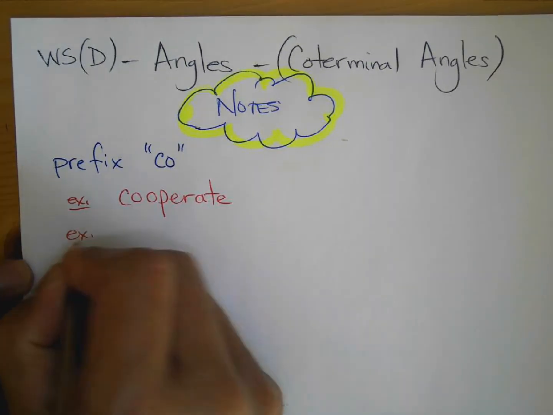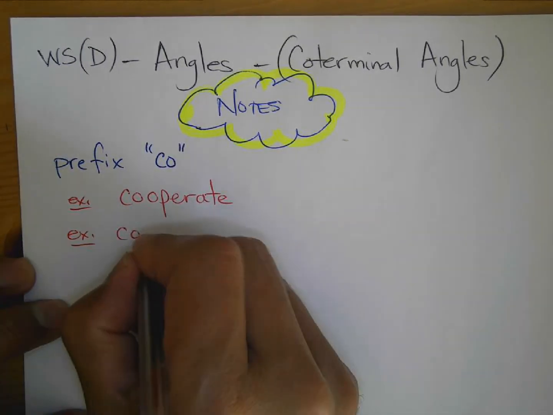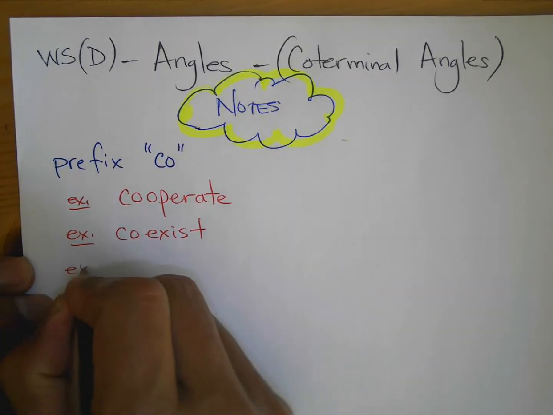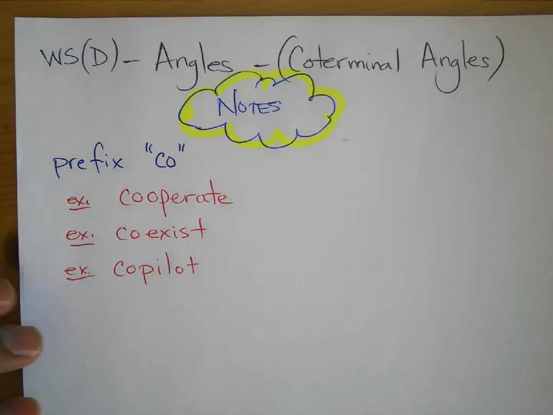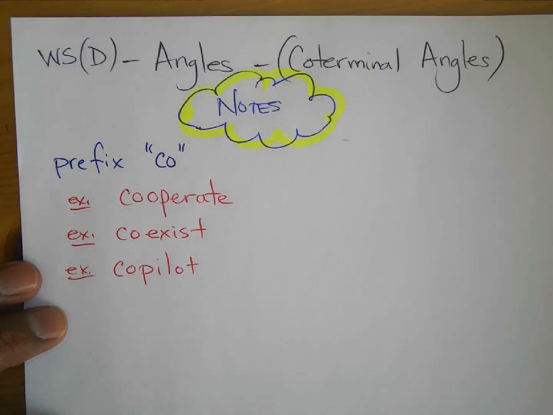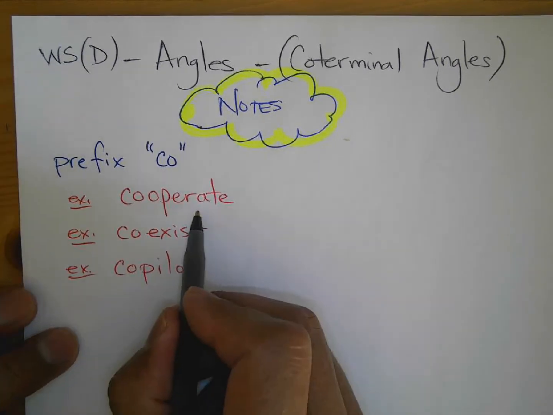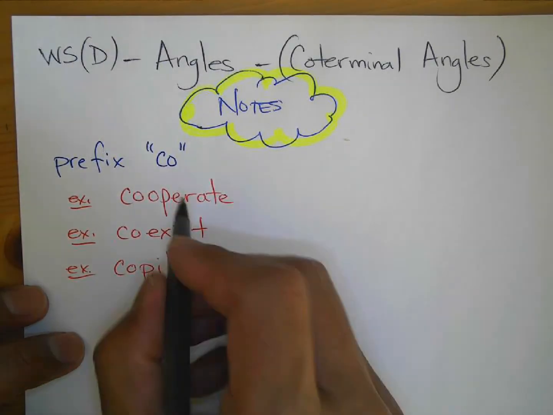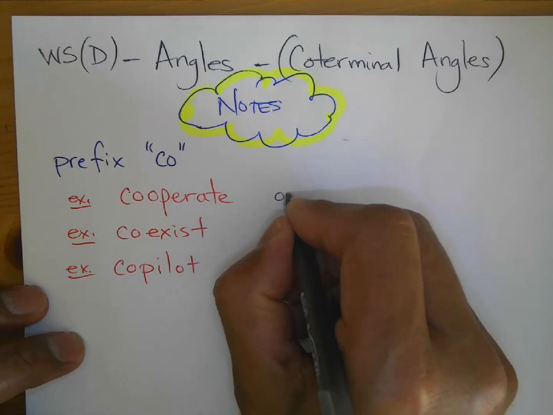Another example would be what? Coexist. Coexist, cooperate, coexist. Another example would be something like co-pilot. How about that? All right, what does cooperate mean? That means operate together, right? You're going to cooperate with somebody, cooperate, operate, or function together, right? Operate together.